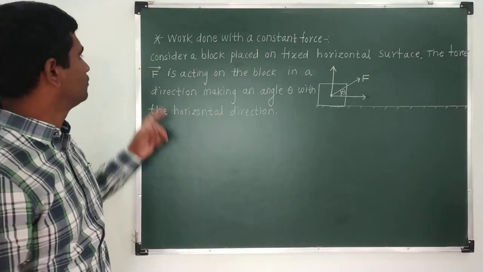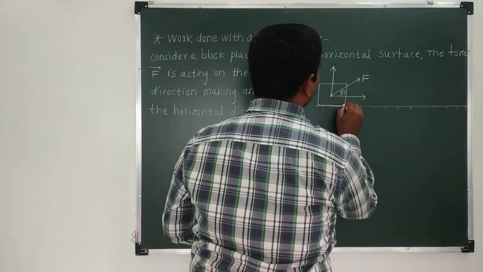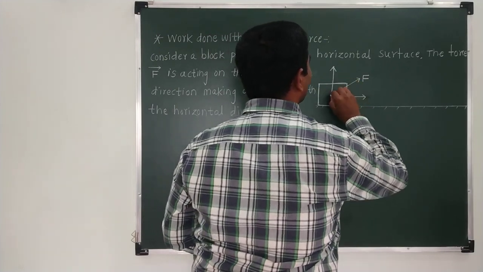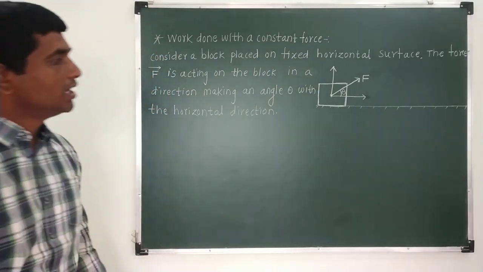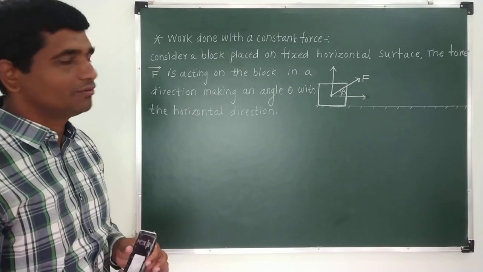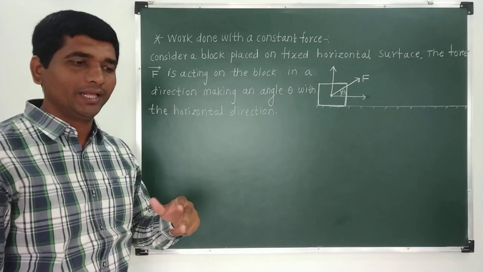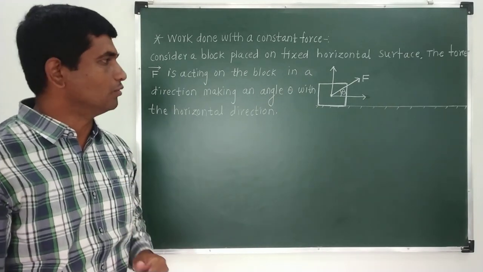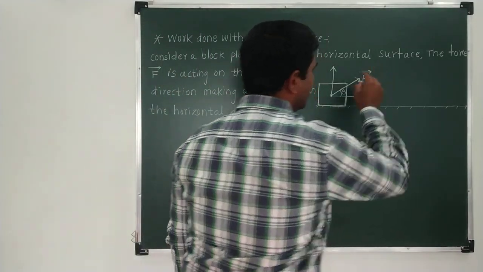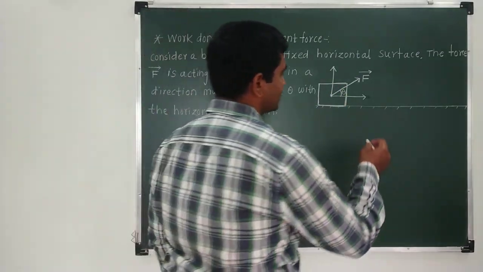Now all of us know that force is a vector quantity. This force is acting along this direction. This is a block, and on this block this is the force which is acting in this direction. Now we have to calculate the work done. In the definition of work done, we have seen that work is said to be done when there is a displacement in the direction of the force. This force F bar is at an angle theta, and the block is accelerating in this direction.